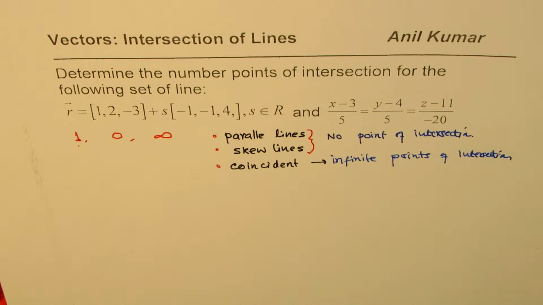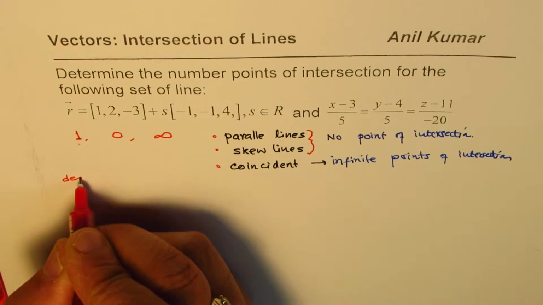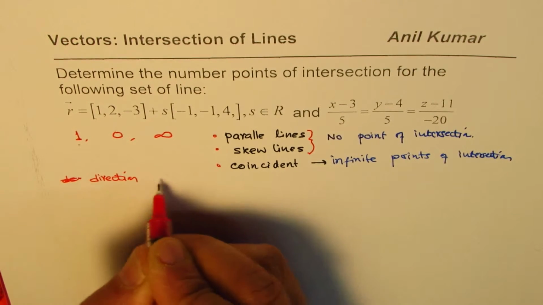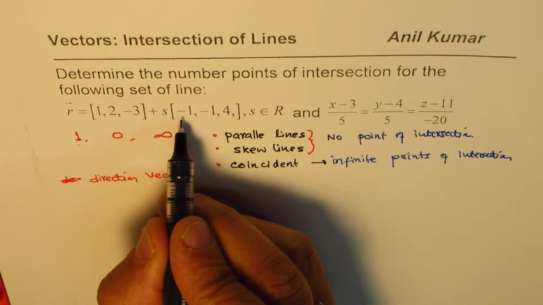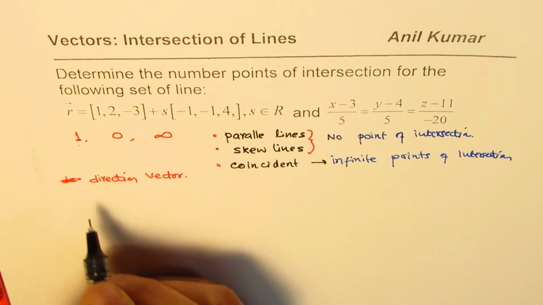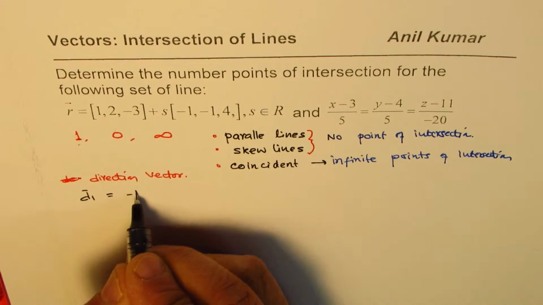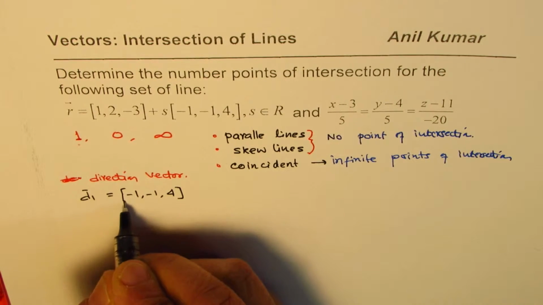So to begin with, let us check the direction numbers. Let's find the direction vector first, of both the lines, right? As far as the first line is concerned, you can read it. It is -1, -1, 4. So we say D1 is equal to -1, -1, 4, right? So that's the direction vector of the first line.